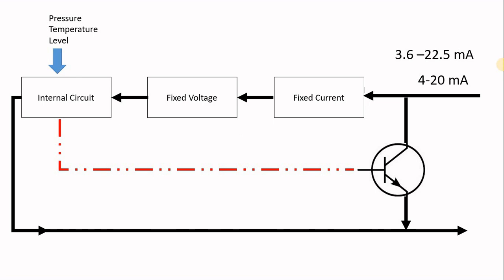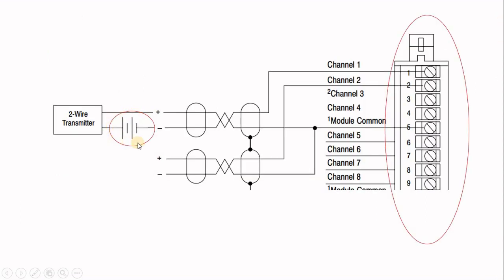They can recognize one thing only. They can recognize if the wire is cut, but they will not recognize if your transmitter is sending 3.5 milliamps or 21 or 22 milliamps. You can see they showed us here a power supply.